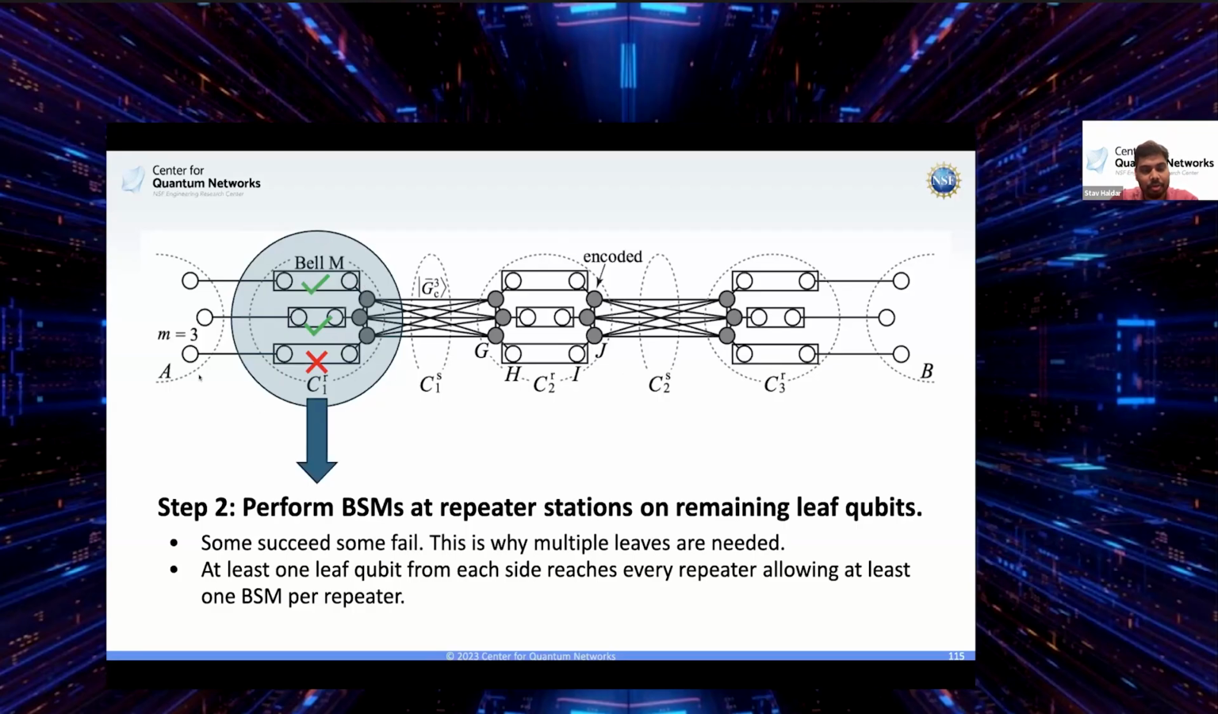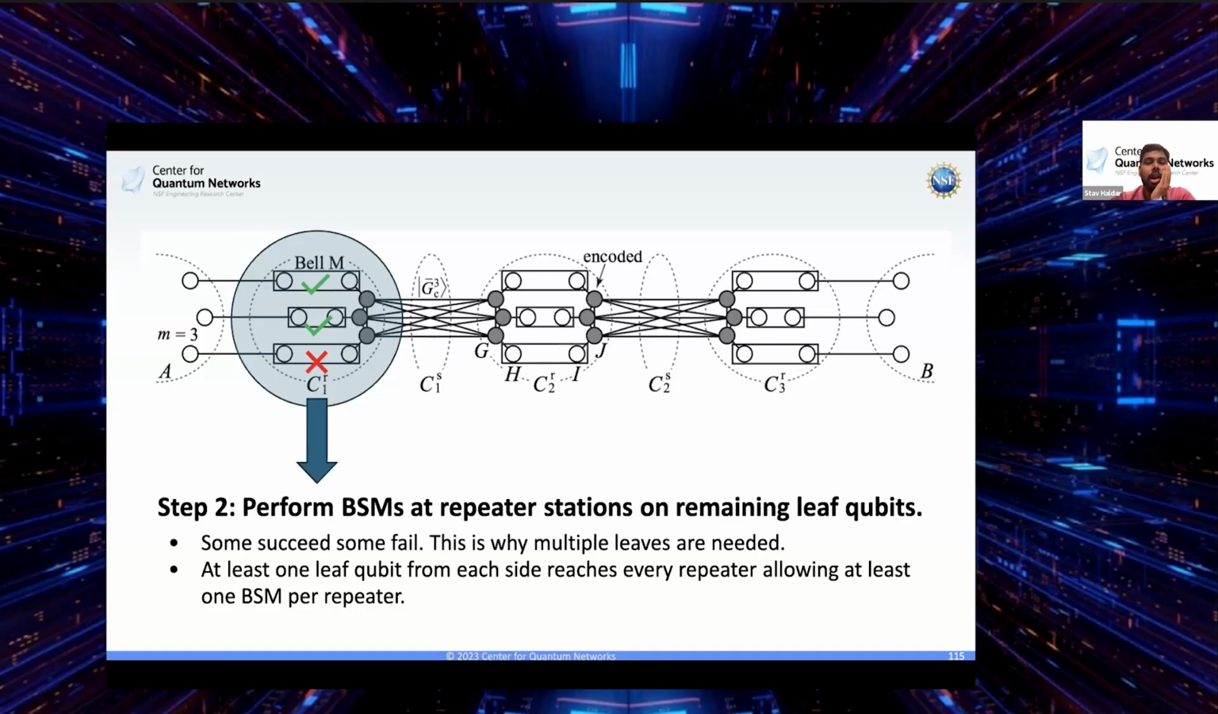But given that there are many of these, and here, for example, we just say m equal to 3, but these m can be 20, 30, 40, whatever, the probability of at least one reaching is very high, as in the multiplexing case. So the formula almost remains exactly the same: 1 minus p to the power n. That's the probability that at least one of them succeeds. And then you hope that enough of them succeed so that at least one Bell measurement succeeds.